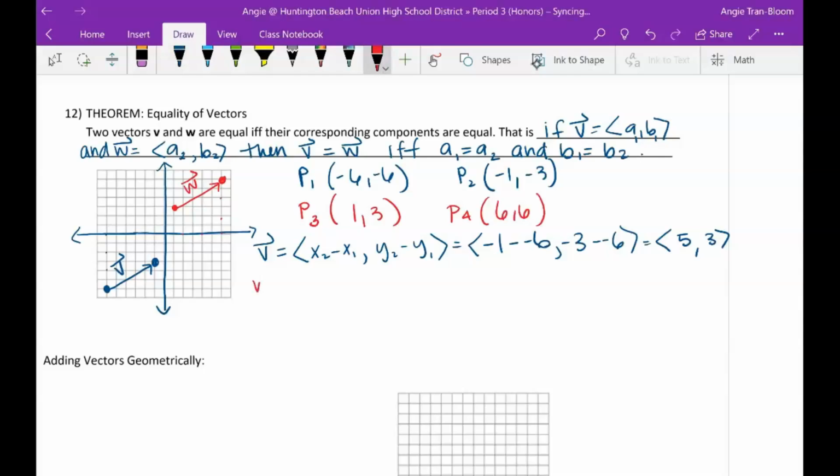Now vector W, we are going to use the same formula. So x2 for the W vector is 6 minus 1, and then 6 minus 3, those are the y's. 6 minus 1 is 5, 6 minus 3 is 3. So check it out, the components are exactly the same, even if they are in different locations. So these two are now equal vectors.